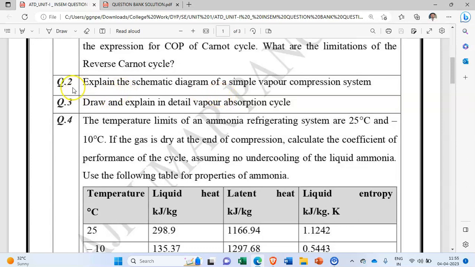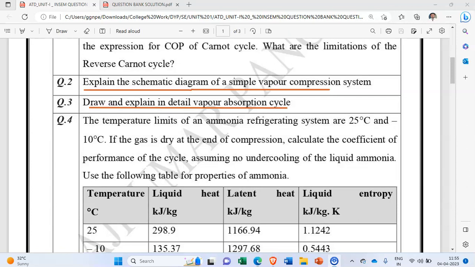Such as this question: explain the schematic diagram of simple vapor compression system. You can solve this question very easily. I have already explained all the different components available in the simple vapor compression system in great detail, so you go through that. Draw and explain in detail the vapor absorption cycle. This also I have explained very well, and I hope you have understood question number 2 and question number 3. So you try to explain these things very well.